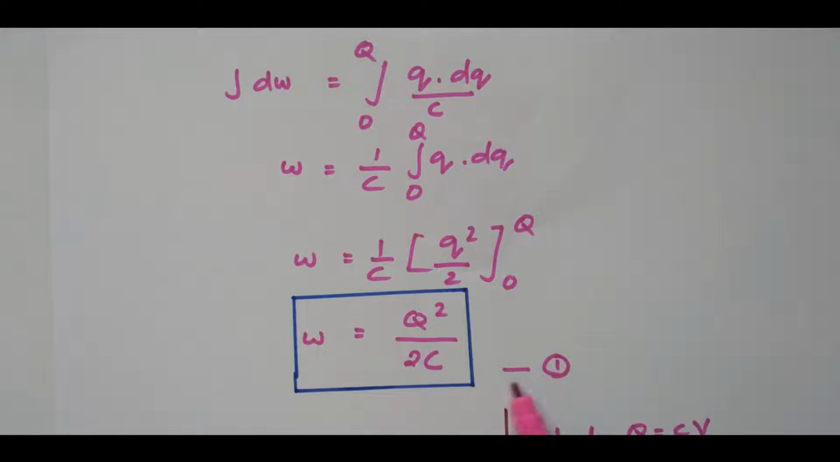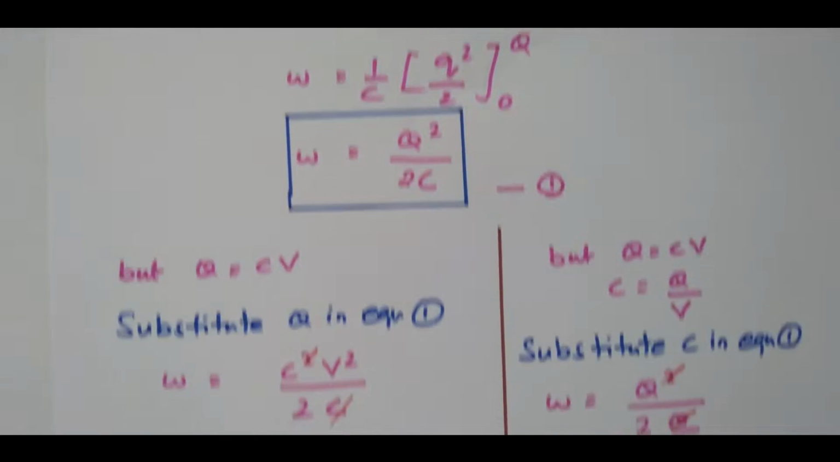You take this as equation number 1. This is one formula for energy stored in a capacitor: Q square divided by 2C. We will see another two formulas.